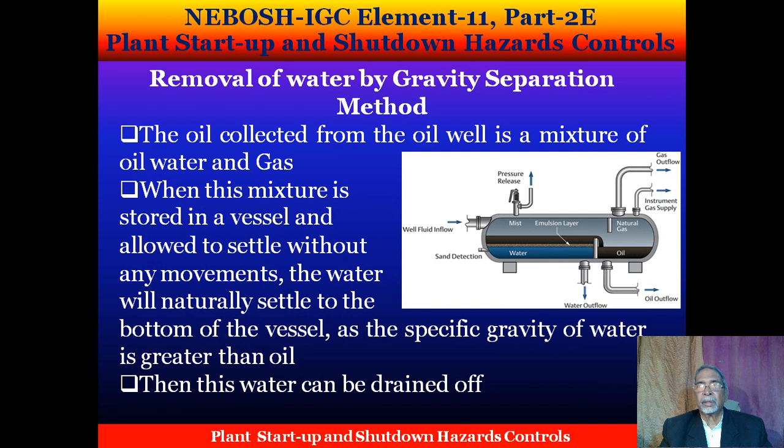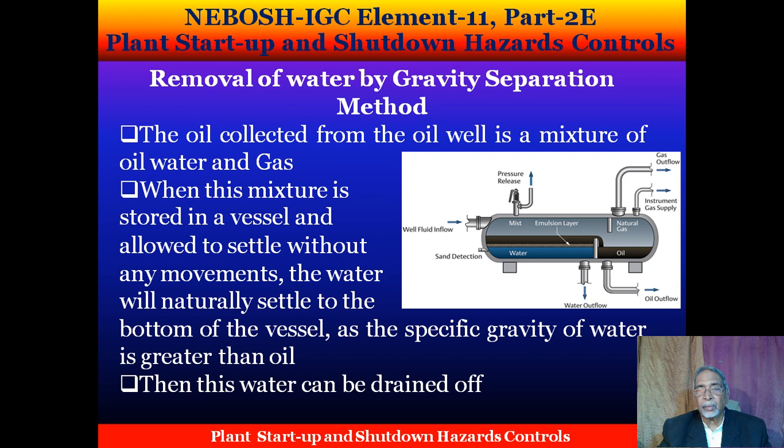gravity separation method. We can't collect only pure oil from the oil wells. So the oil collected from the oil well is a mixture of oil, water and natural gas. When this mixture is stored in a vessel and allowed to settle without any movement, the water will naturally settle to the bottom of the vessel as the specific gravity of water is greater than oil. Then this water can be drained off.